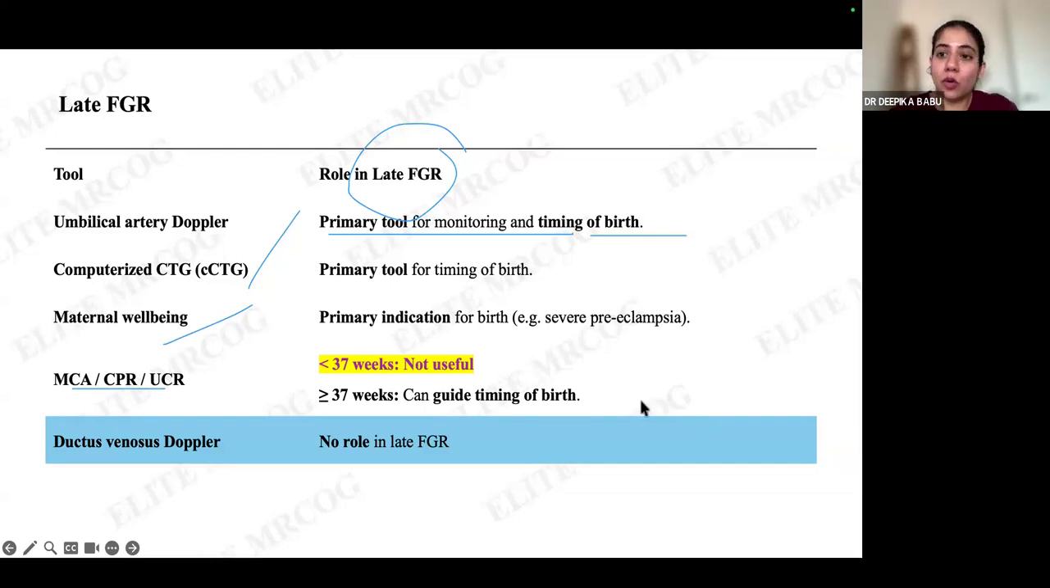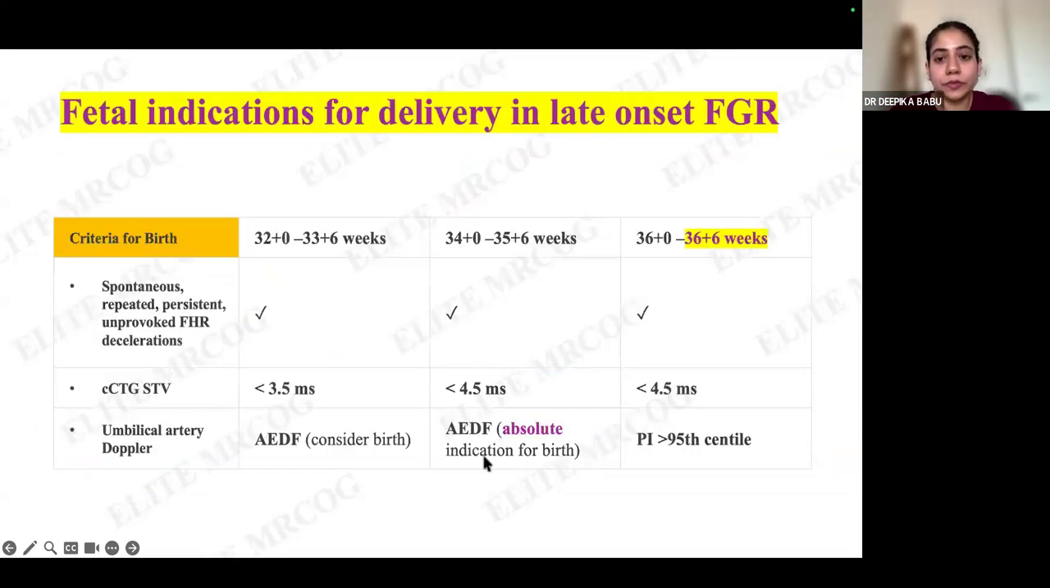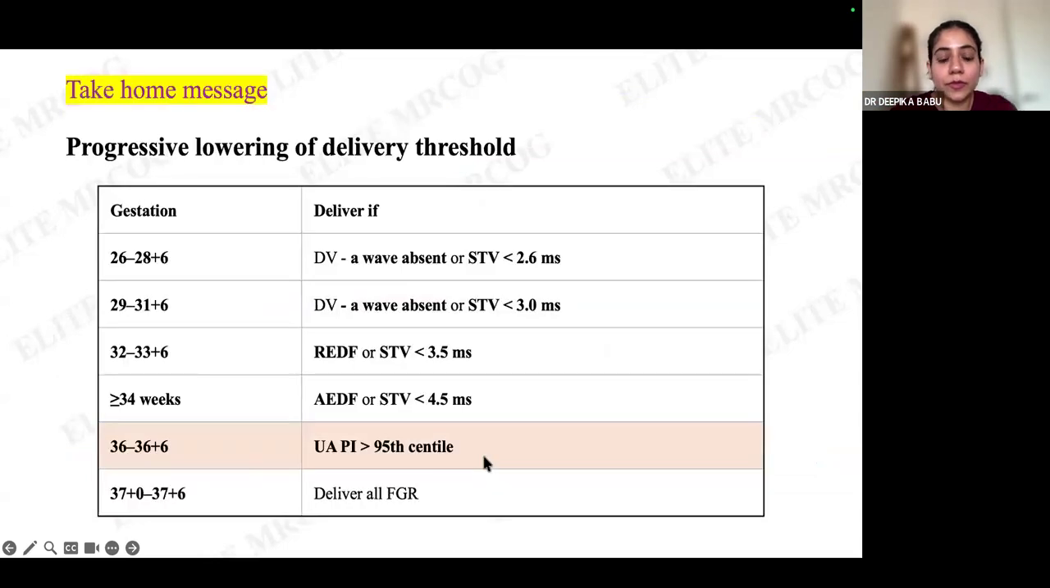Before 37 weeks, we are only interested in your umbilical artery Doppler and computerized CTG. It is not useful before 37 weeks. Maybe after 37 weeks, you can consider it to identify brain sparing. And ductus venosus Doppler has no role in late onset FGR. Okay, clear so far?